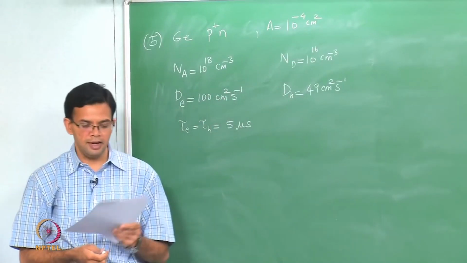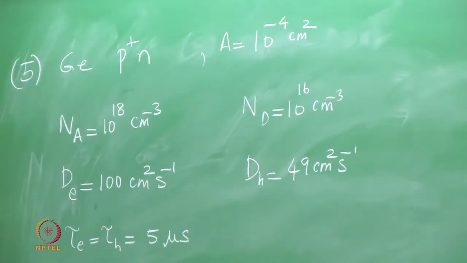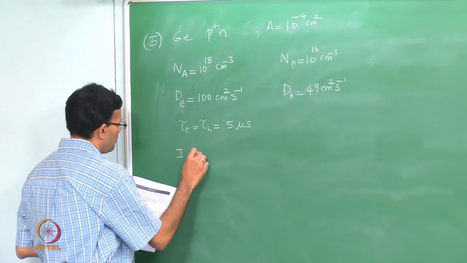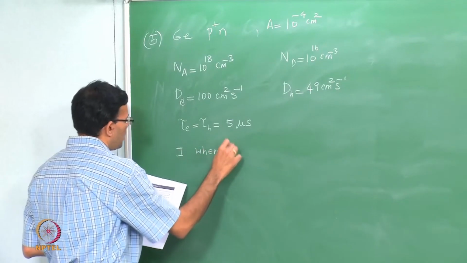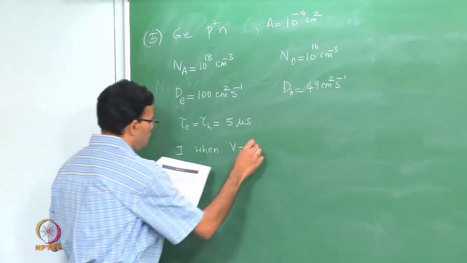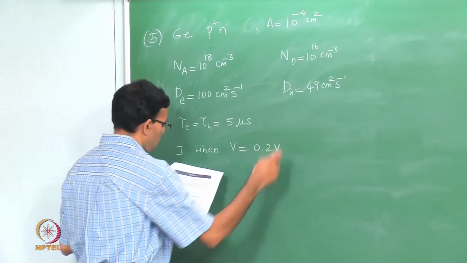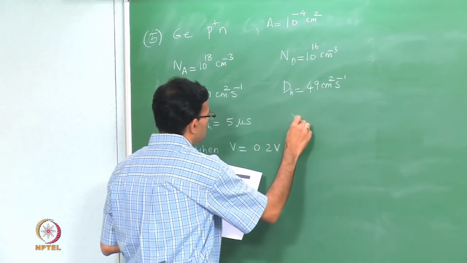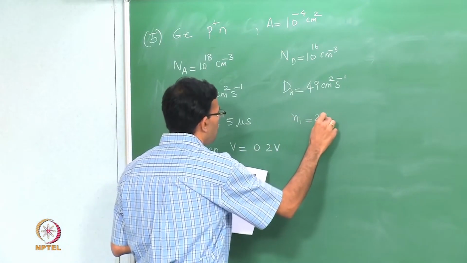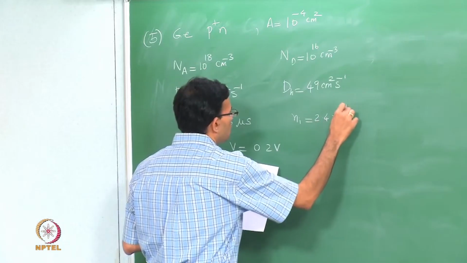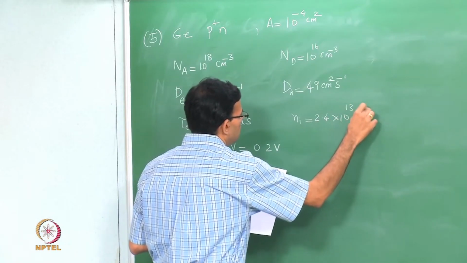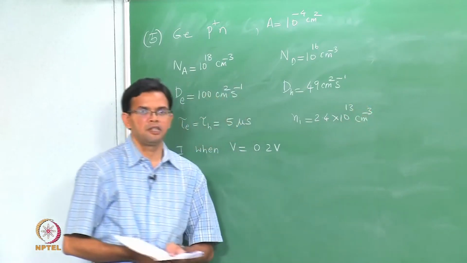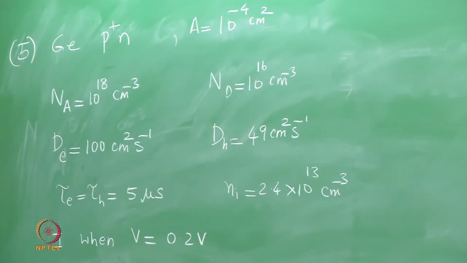We want to calculate the diode current. So, we want to calculate I when we have a forward bias V of 0.2 volts, and Ni is 2.4 times 10 to the 13 per centimeter cube. This is very similar to the previous question.